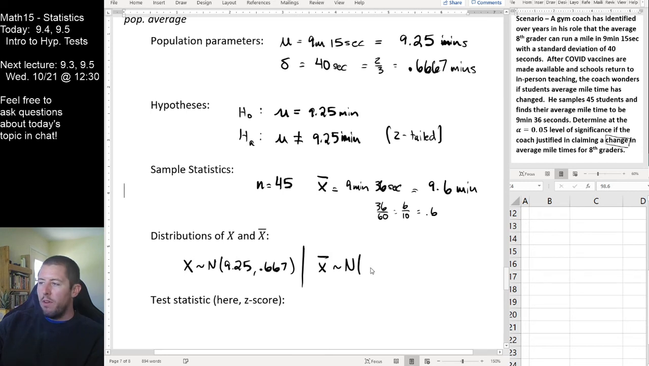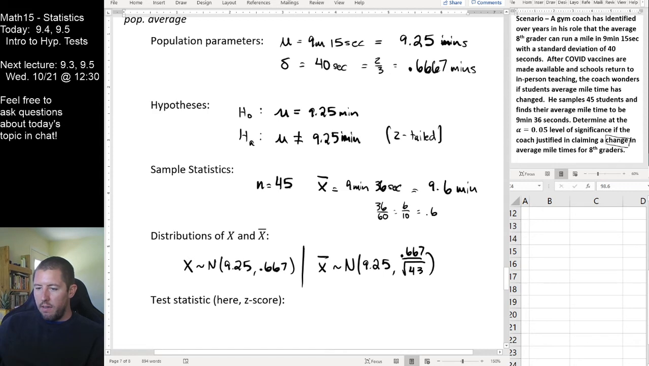Well, because we had more than 45 students, I don't even care if that was normal or not. Since we had a sample size of more than 30, our sampling distribution of the sample average will be normal. It's going to have the same average as the underlying distribution, but our standard deviation now, our standard error, is going to be a little bit smaller here. We're going to divide by the square root of the sample size.